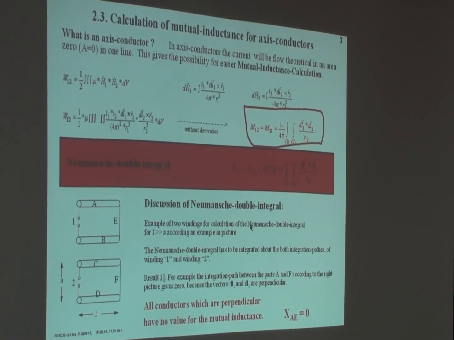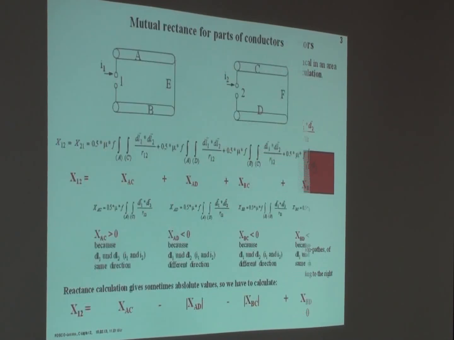Okay, this is the introduction, and this is called the von Neumann'sche Doppelintegral, and this tells us something about how to add reactances. If you have to calculate the mutual inductance between two loops, you have to do the double sum. You have this, and sometimes it's 0, sometimes it's negative, sometimes it's positive. Okay, we'll see what is next.